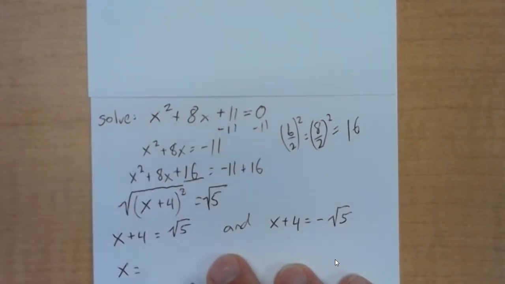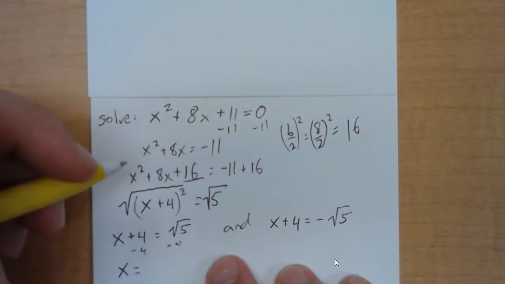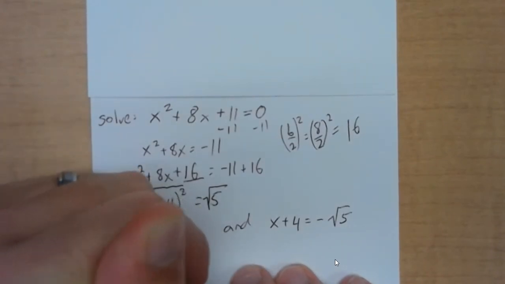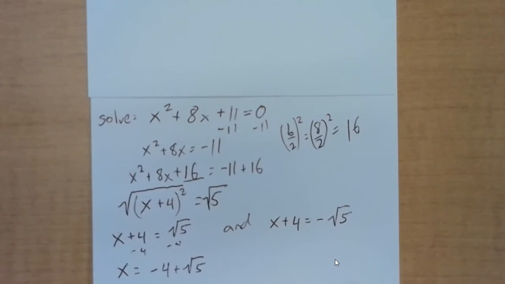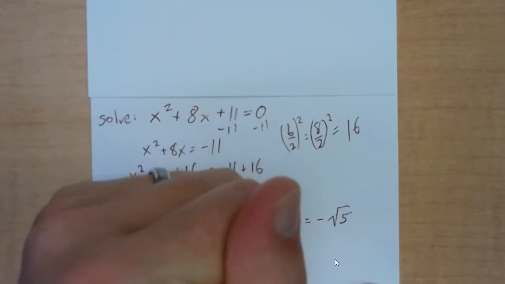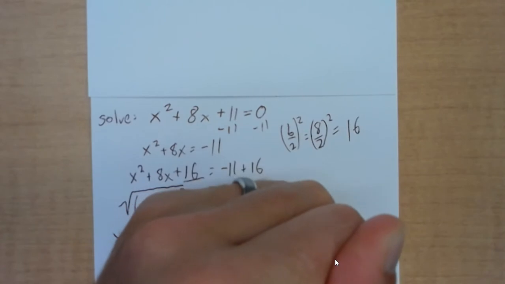So since we don't know what the square root of 5 is, it's not an exact number, we're going to leave it like it is. And I'm going to subtract 4 from each side. And that's going to be equal to negative 4 plus the square root of 5. And then for this one, we're going to subtract 4 as well. X is equal to negative 4 minus the square root of 5.